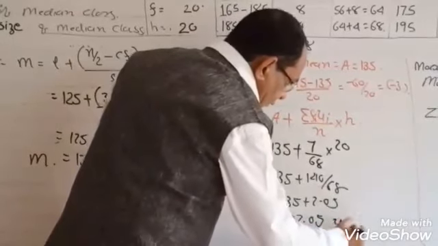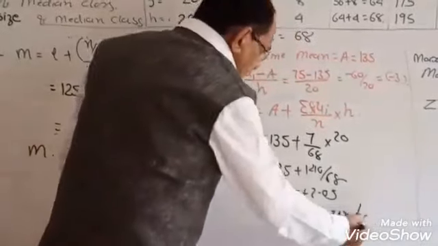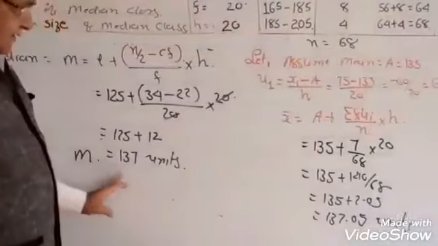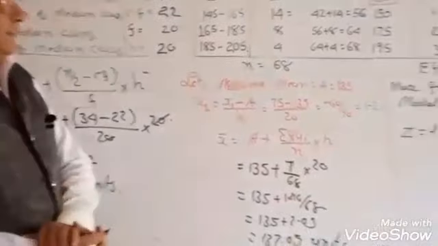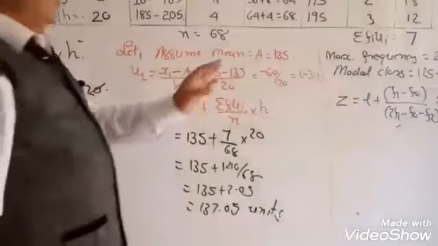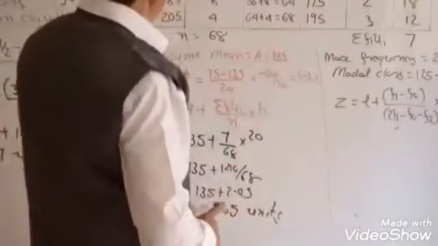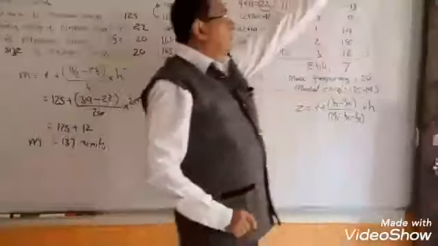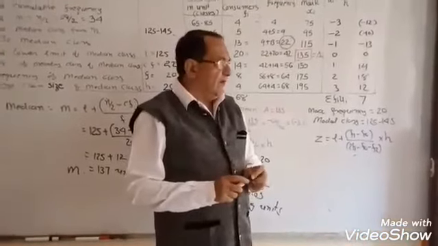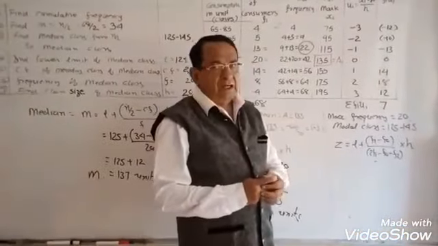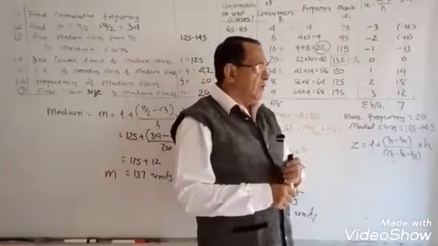137.05 units. Approximately both the values are same, 137 and 137.0. Now what do you want to find? You want to find the mode. To find the mode, what will we find first? We have to find the modal class. How will we find the modal class?